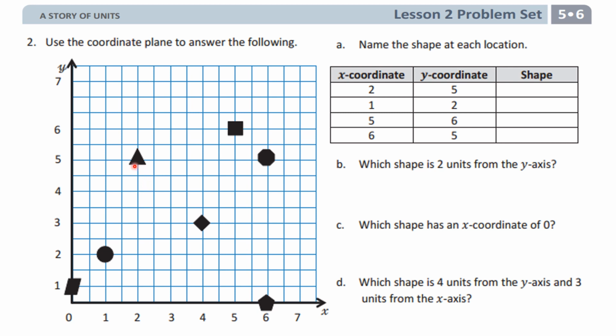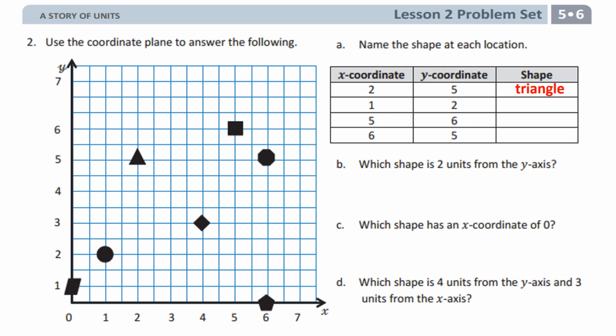Right there. I got to a triangle. I can confirm that the triangle is actually 5 units from the y-axis because I can look over and see that it's at 5. So the shape that it's directing me to is a triangle.